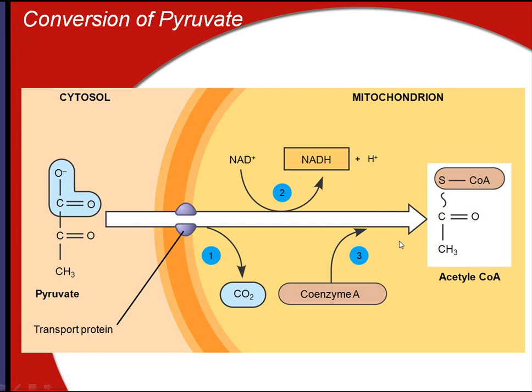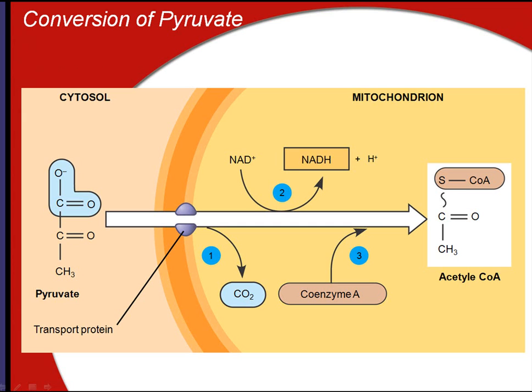As we bring it in, we release the CO2, we reduce NAD to NADH, and then we attach a coenzyme to the acetyl and create acetyl-CoA, or coenzyme A. This is somewhat of an unstable bond, but we have this reaction occurring here. This is the transition step. This is how we get pyruvate across the membrane of the mitochondrion.